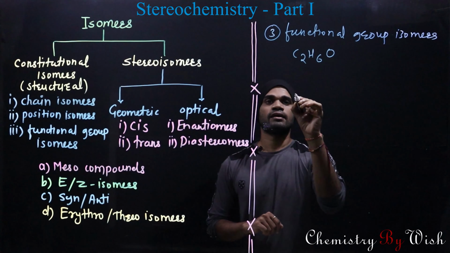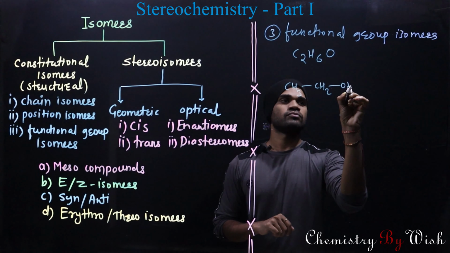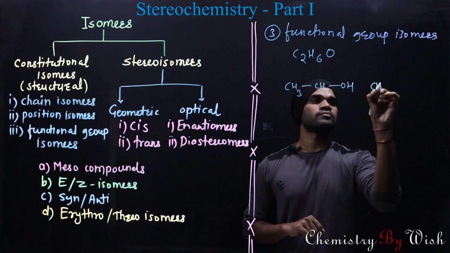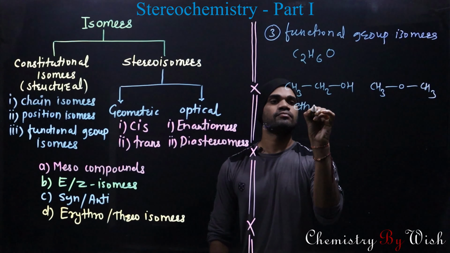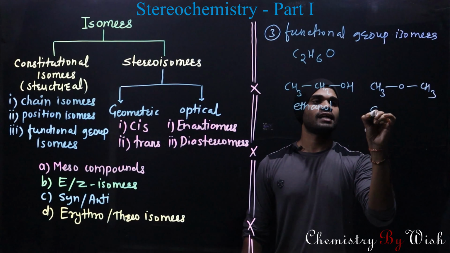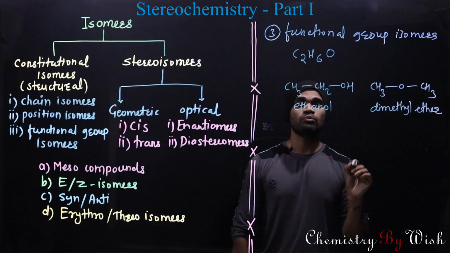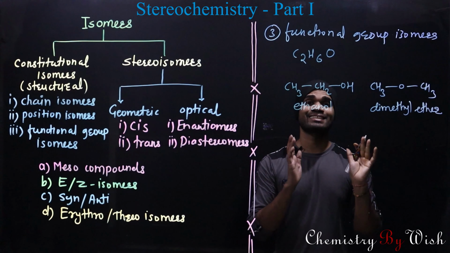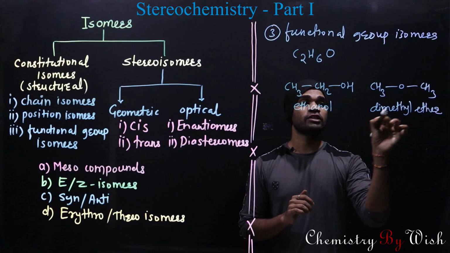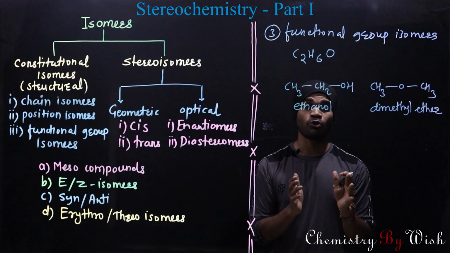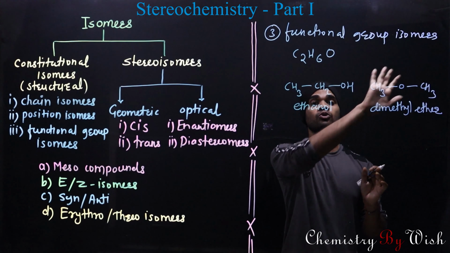C2H6O. Okay, so this is ethanol, and this one is dimethyl ether. So the molecular formula for these two compounds is the same, but the functional groups are different. This one is an alcohol, this one is an ether. So same molecular formula but functional groups are different. That's why these are called functional group isomers.